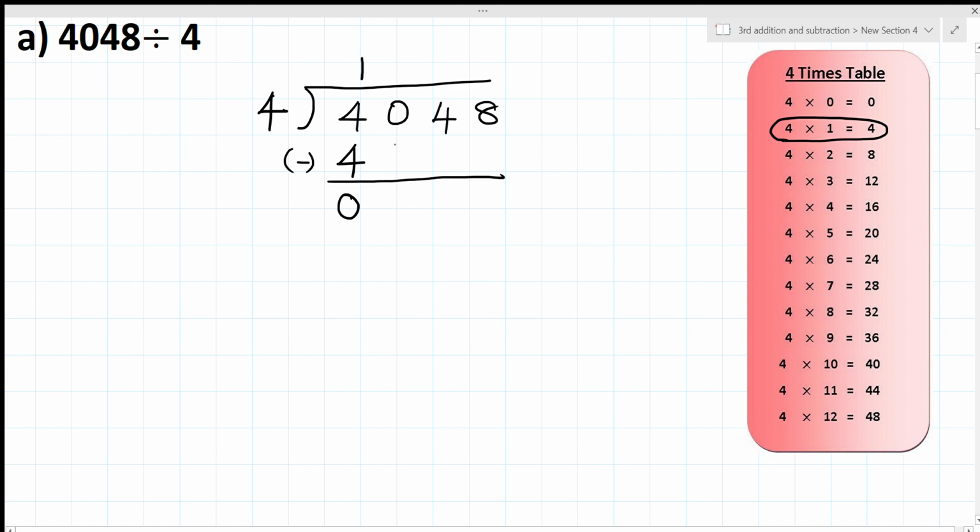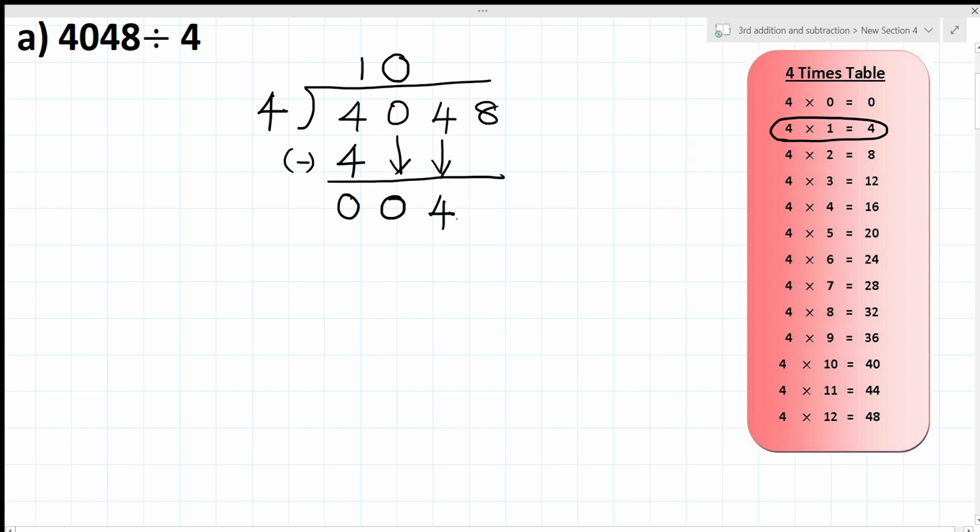Now bring down the next number, it is 0. While doing the long division, the number after bringing down a digit is smaller than the divisor. That means 0 is smaller than 4. In this case, we have to write 0 in the quotient. That means 0 above the digit brought down, and bring down the next digit.